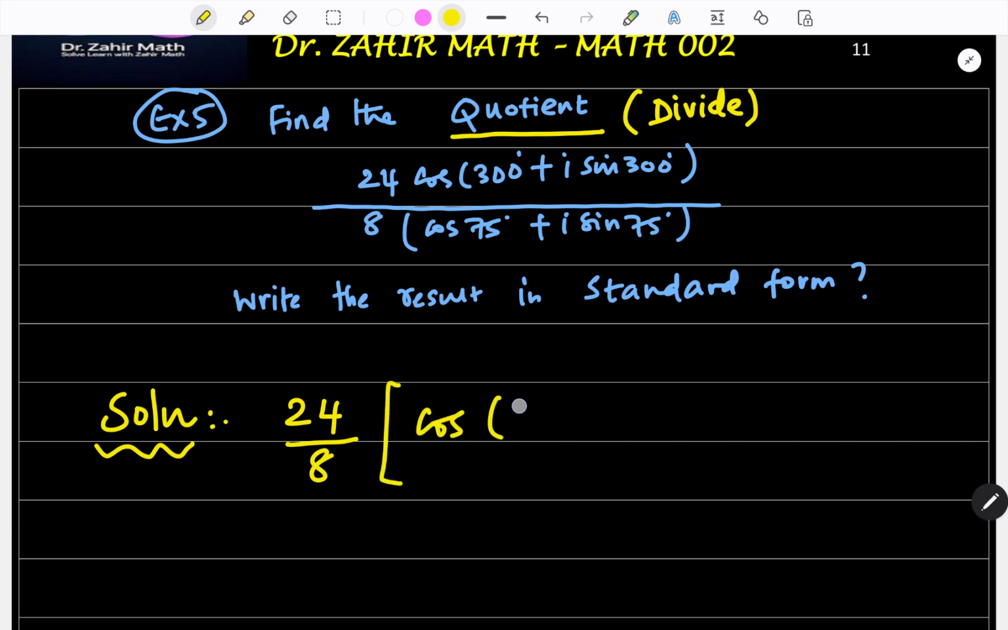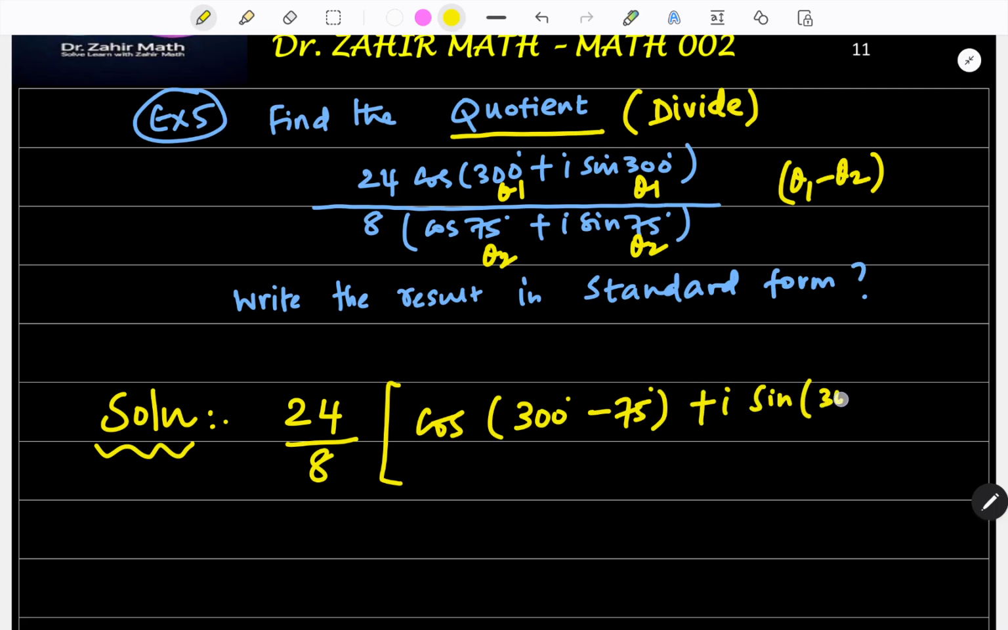Afterwards you need to write cos of 300 minus 75, because I told you this is theta 1 and this is theta 2. So theta 1 minus theta 2 is the rule, right? Yes. 300 degrees minus 75 degrees, plus i sine of 300 degrees minus 75 degrees.